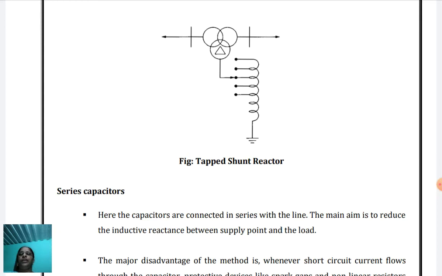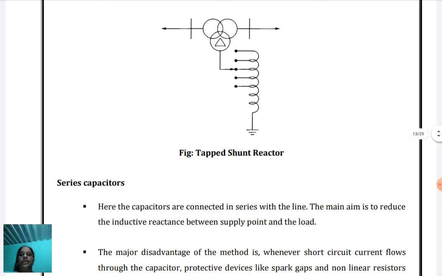Then next, tapped shunt reactor. This is the 3 winding transformer. So the tapped shunt reactor is connected to one of the windings, that is a delta connected winding. The tapped shunt reactor is connected to the delta winding of the 3 winding transformer.